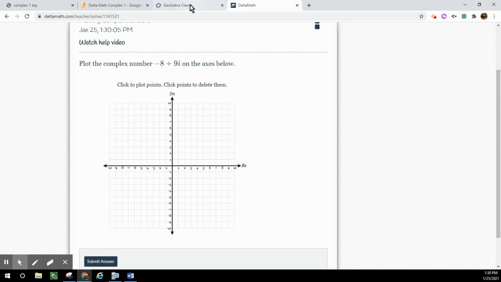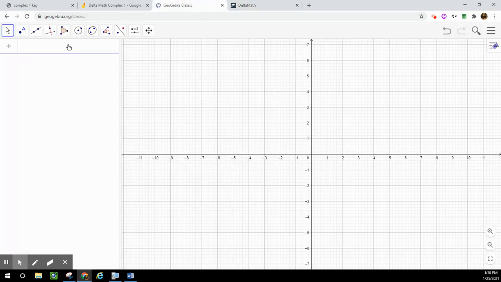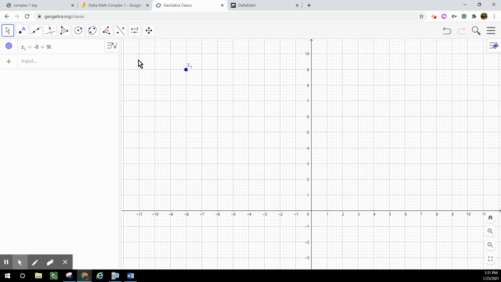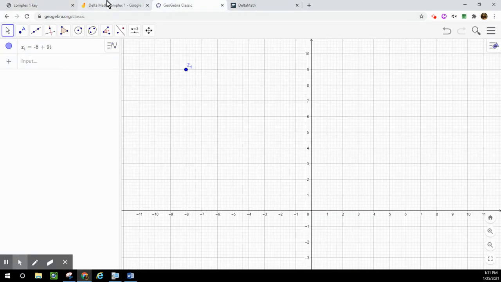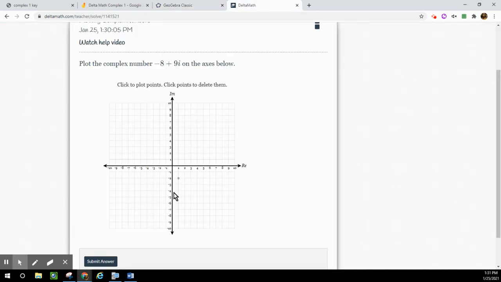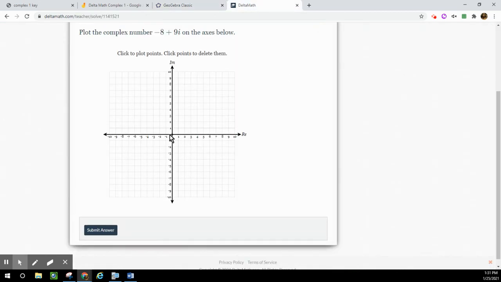Negative 8 plus 9i. In GeoGebra, I'm just going to type that in. Negative 8 plus 9i. There it is. Notice that it changes it to z, since it's a complex number here. It's in quadrant 2. And you just have to go to the left 8 and up 9.